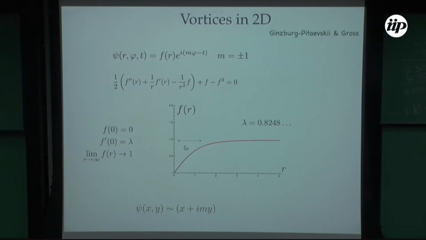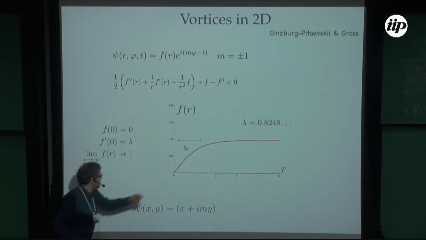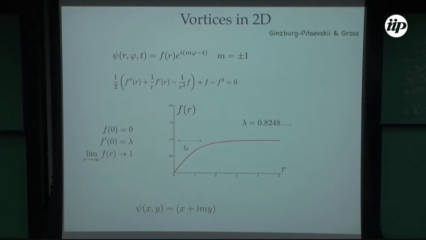When you plug that into the Schrodinger equation, you get this ordinary differential equation, and this ordinary differential equation has some boundary conditions. The wave function must be 0 at the origin here, and it must go to 1 at infinity. Therefore, we have two boundary conditions.